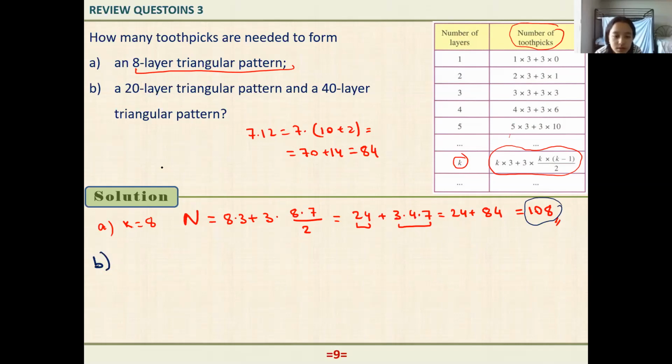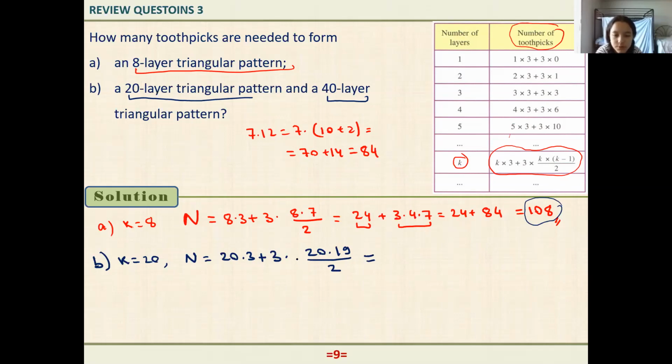Okay, how about question B? How about a 20-layer triangular pattern and a 40-layer triangular pattern? How can we do that? Again, number one, 20-layer means here we have K equals 20. So we just need to evaluate this thing. Here K equals 20, 20 times 3 plus 3 times 20 times 20 minus 1, it is 19, over 2.